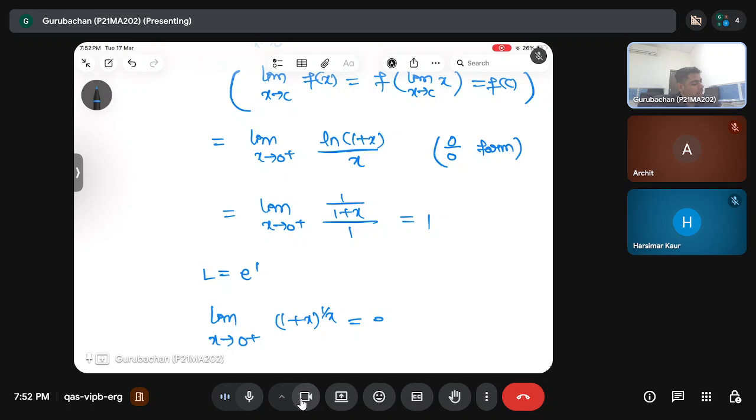So this is E, and in the same way, if you move with 1 by 1 plus x to the power x, that is 1 to the power infinity, again the same form.